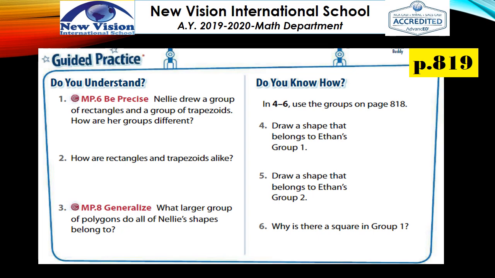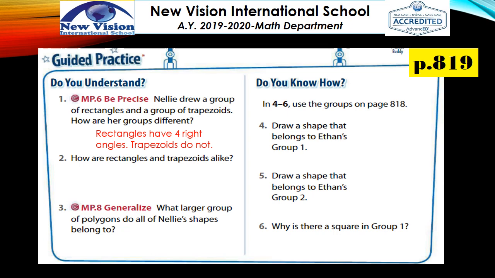Here we have the guided practice on page 819. Please go to page 819 of your book. We have the Do You Understand. Number 1. Nellie drew a group of rectangles and a group of trapezoids. How are her groups different? How are the rectangles and the trapezoids different?